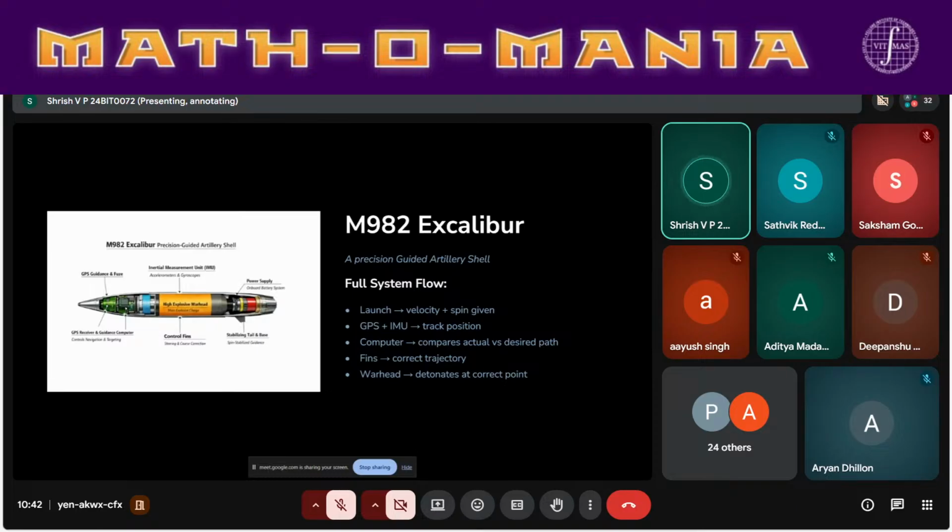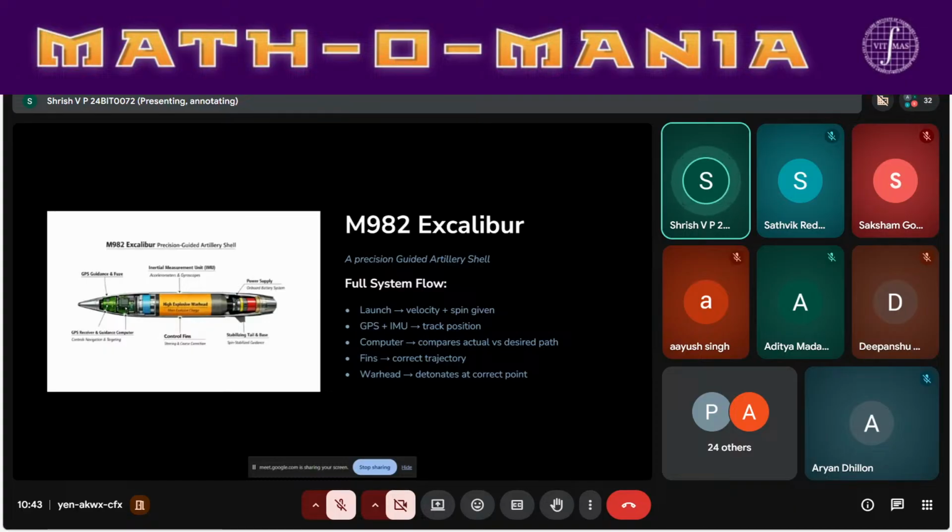And how does it correct? It uses very small fins. Fins are equipment which use airflow to slightly change the trajectory of the projectile midway through the flight. So instead of following a fixed path, the shell continuously adjusts itself to hit the target accurately.